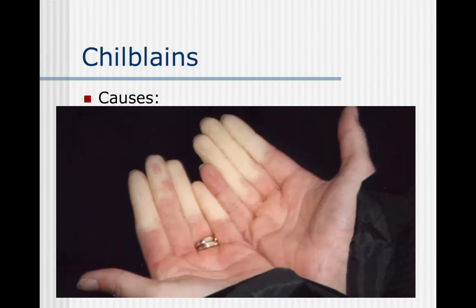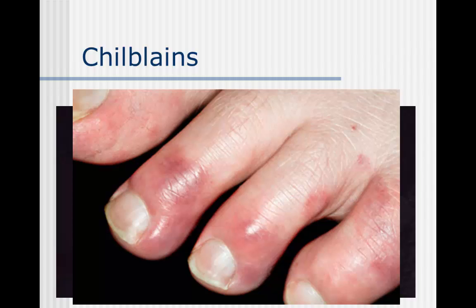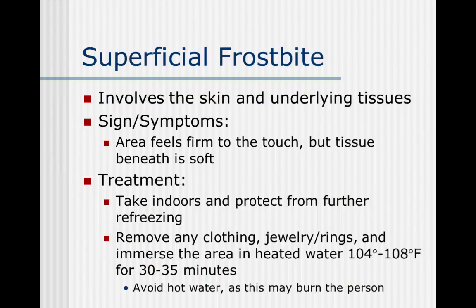Here's an example of chilblains. Superficial frostbite involves the skin and underlying tissues. For the signs and symptoms, the area will feel firm to the touch, but the tissue beneath is soft. This firm feeling is actually ice crystals within the cells. The treatment is to take the person indoors and to protect them from further refreezing.